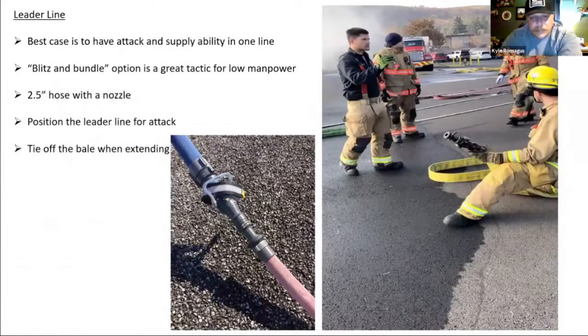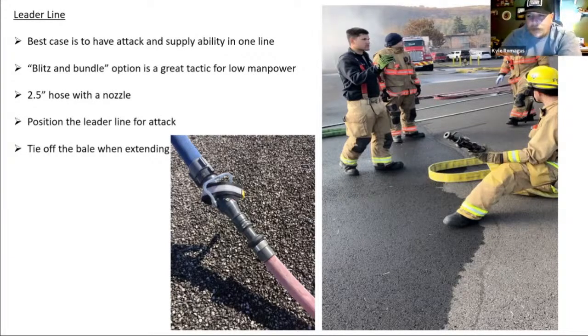So it's the best case to have an attack and supply in one line, in my personal opinion, and what we teach. If I had a 3-inch with a bell reducer on the end of it or a gated Y, I cannot use that to fight fire with. I cannot use it to blitz. I cannot use it very well to put water where I need to go, which is why we stretch out with 2.5 and a nozzle. So the blitz and bundle option is a great option for us.